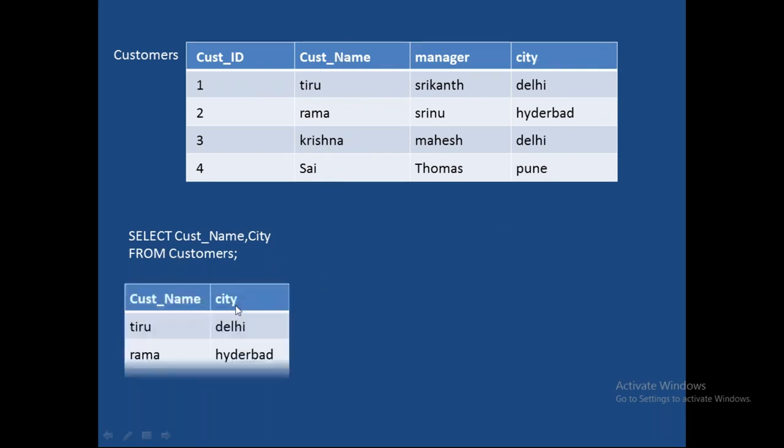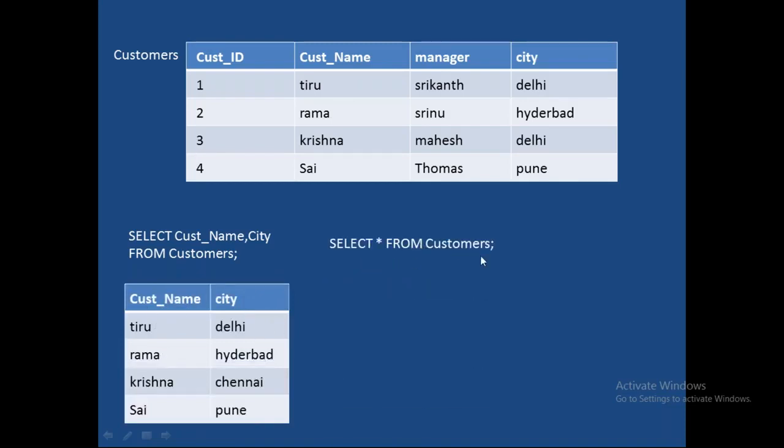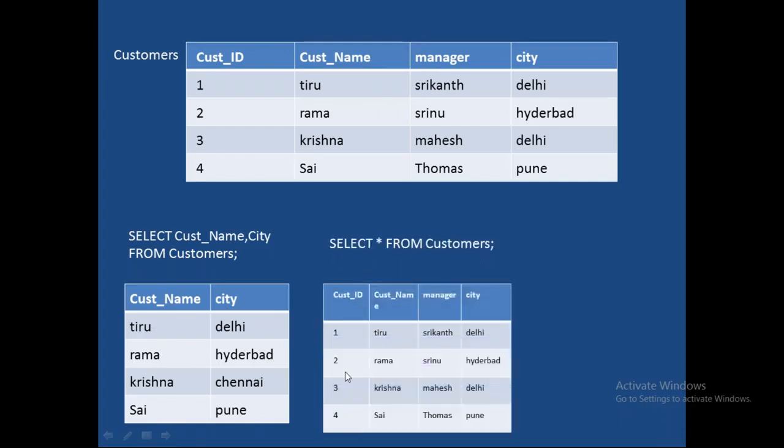So that's how you are going to get only customer name and customer city. Okay. Next query. Select star from customer. When you say like this, it is going to give you the entire 4 records. Everything it will give. Whatever you have here, everything it will give.